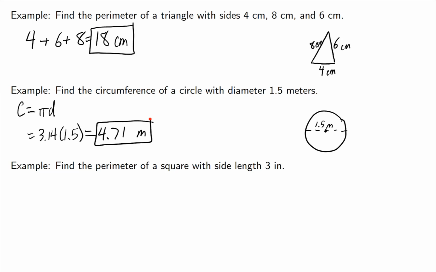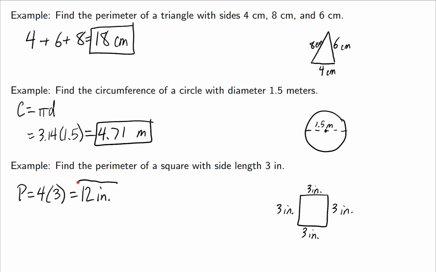These are lengths. Find the perimeter of a square with side length 3 inches. So we've got 3 inches all the way around. And we could use the formula. It won't hurt. The perimeter is just 4 times the side length, or you can even just see it's 4 times by looking at the picture, and we get 12 inches.